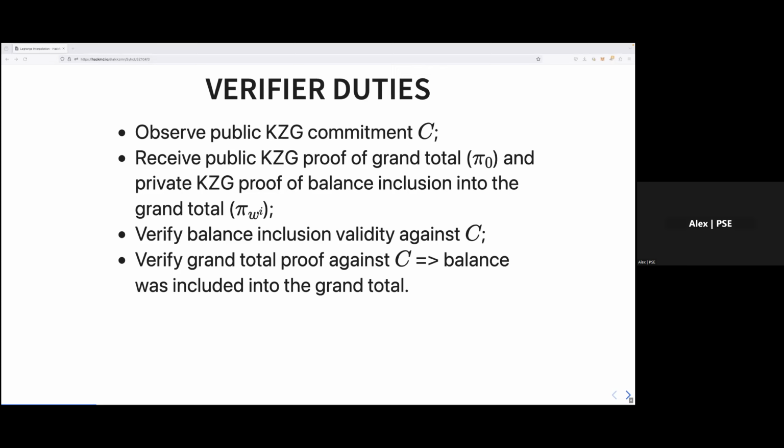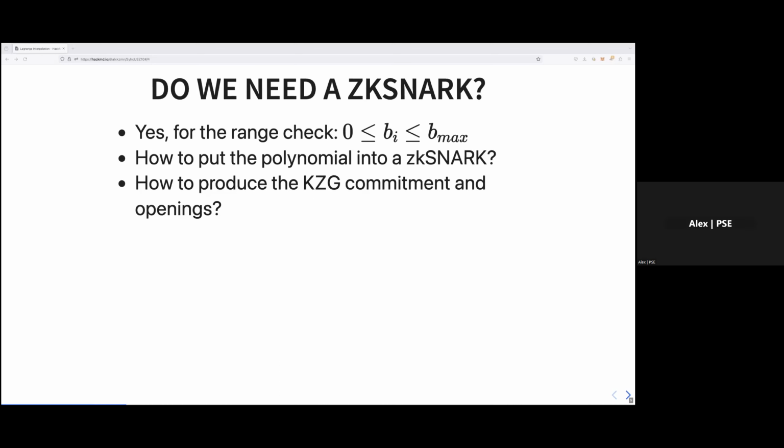So all this time we have been talking about polynomial interpolation and the KZG commitment, and maybe a natural question in your heads would be: do we even need a ZK snark here? Why would we need it if we're just talking about the KZG commitment? But the answer is yes, we still need the ZK snark for a very simple reason: a range check.